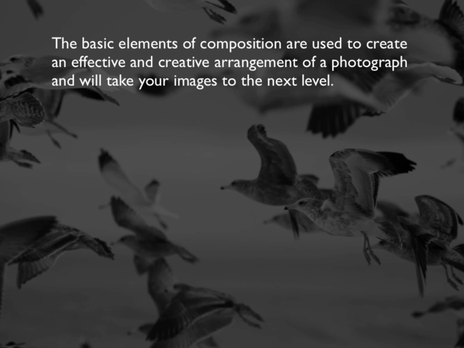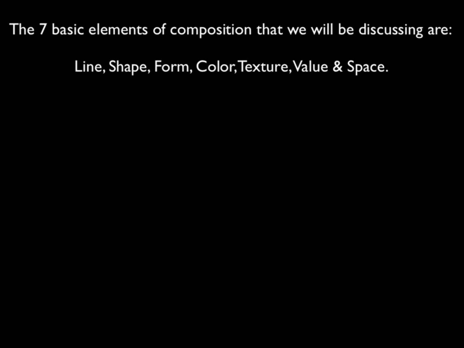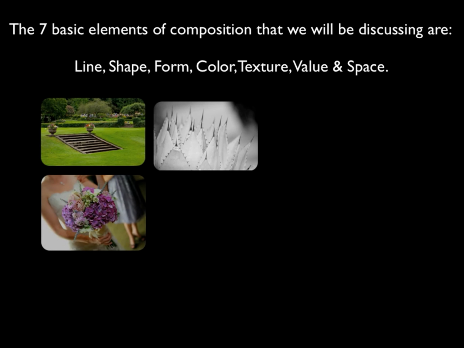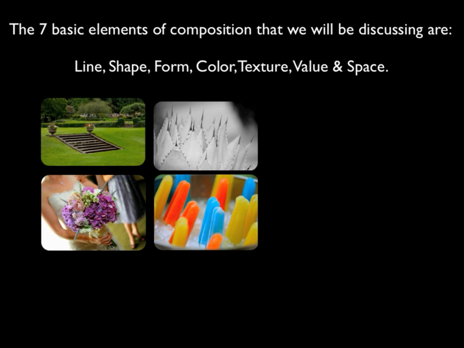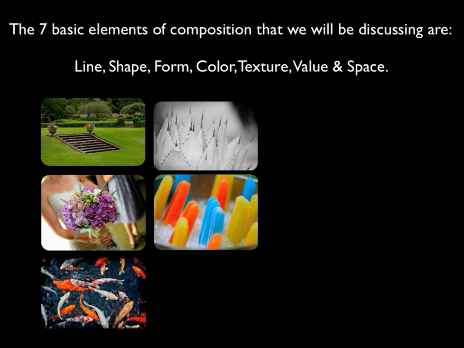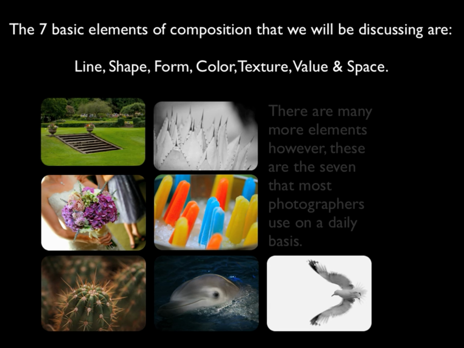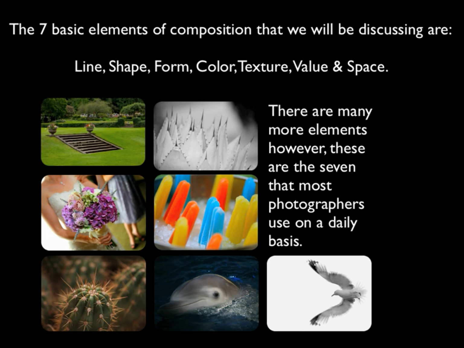The basic elements of composition are used to create an effective and creative arrangement of a photograph and will take your images to the next level. The 7 basic elements of composition that we will be discussing are line, shape, form, color, texture, value, and space. There are many more elements. However, these are the 7 that most photographers use on a daily basis.